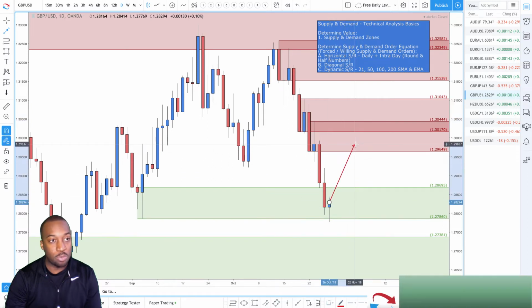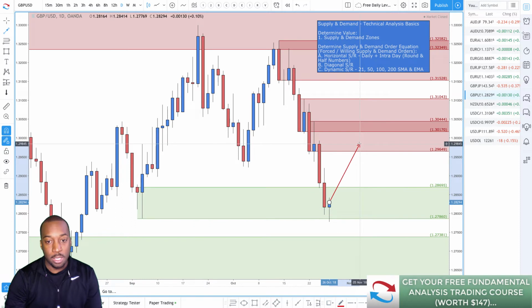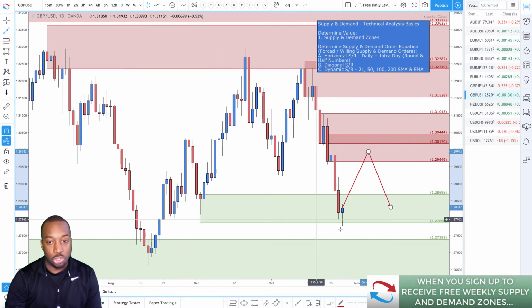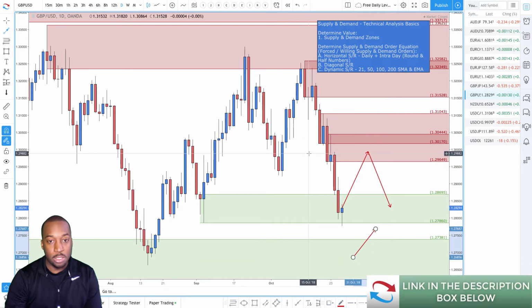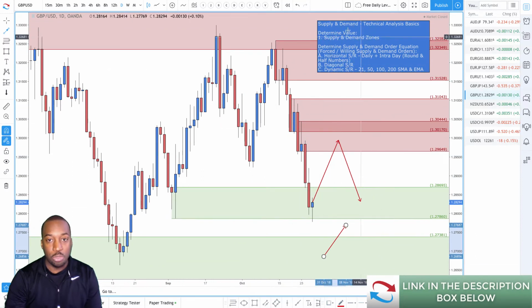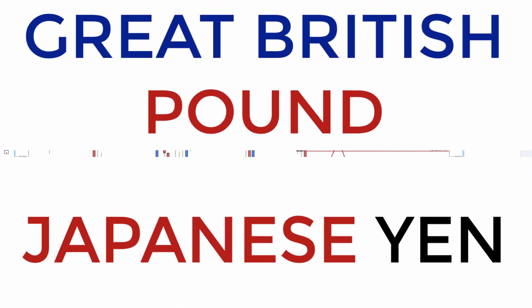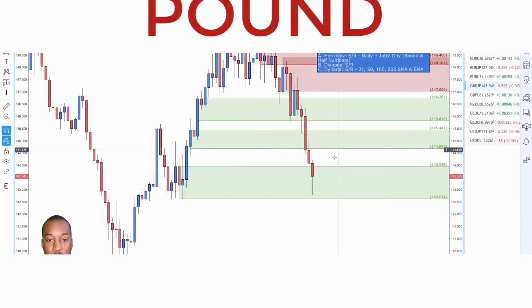But if you are looking to be a buyer of the pound, then this is where you'd be looking to get long. If you're looking to get short on this, this is the first area you'd be looking to get short. And I do like this supply area here for a short. If this doesn't work out, then you're looking at this area to potentially get long. And again, just apply the supply and demand order equation to your trades. Pound yen.